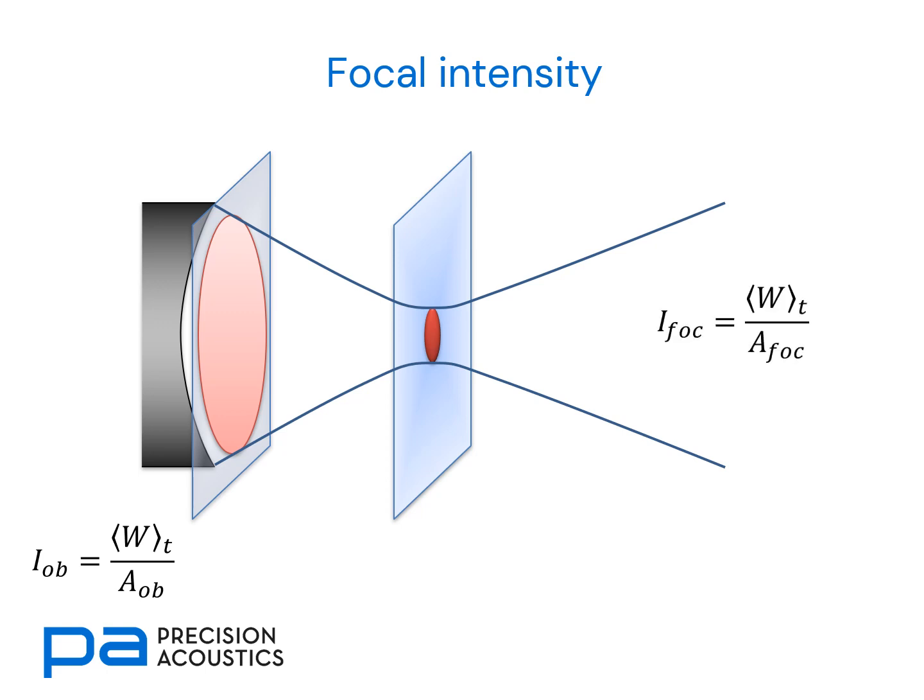And so the focal intensity, whilst it still uses the same time averaged power as we previously had, is now divided by the very much smaller focal area. Because the area of the focal plane is very much smaller than the area of the output beam plane, we find that the intensity at focus is very much larger than that of the output beam intensity.